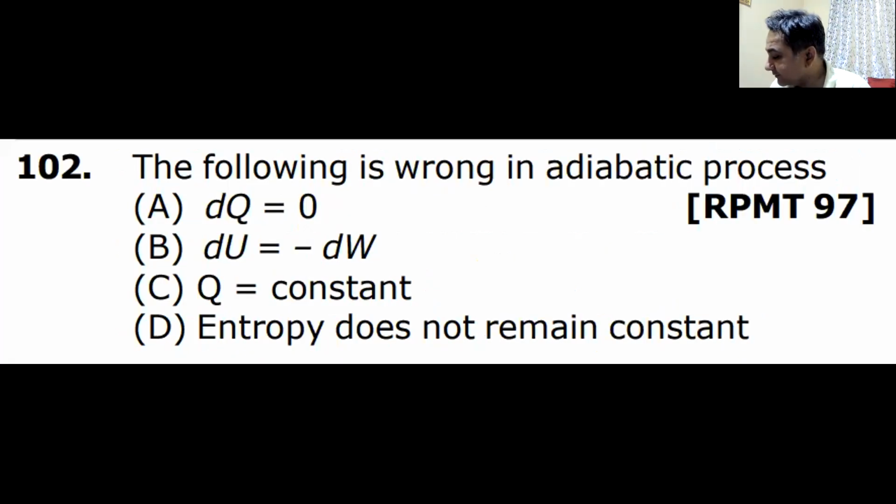Again, redemption. The following is wrong in an adiabatic process. What is wrong? It's not always about right, sometimes it's about wrong. Which one? And the answer is 4. Entropy does not remain constant, because entropy remains constant in an adiabatic process. That is correct.